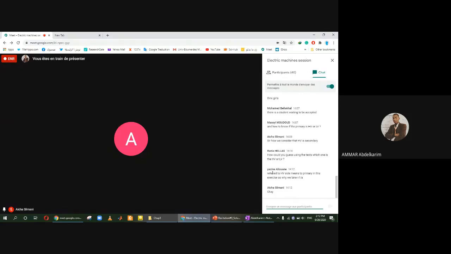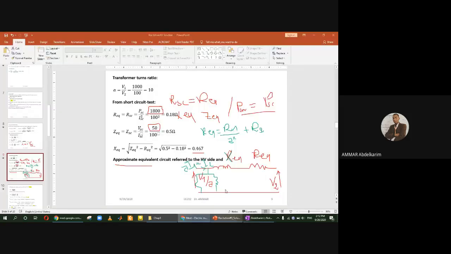In this problem, we chose the high voltage side as the secondary, not the primary. So when we go to the secondary, we divide the voltage by A. Let's continue.